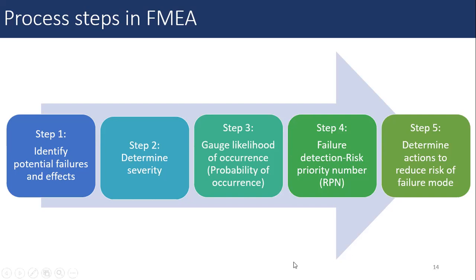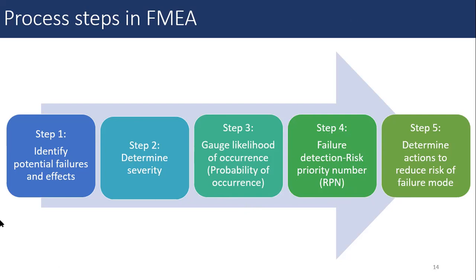And the second step is to determine its severity. Severity is important, right? How it can harm us, how it can harm our business, this process, our product. We call that severity. We will discuss some examples. Then gauge the likelihood of occurrence, which means the frequency or probability of occurrence. Then failure detection and the risk probability number, the RPN. I will explain how to calculate it and determine the action to reduce the risk of failure.